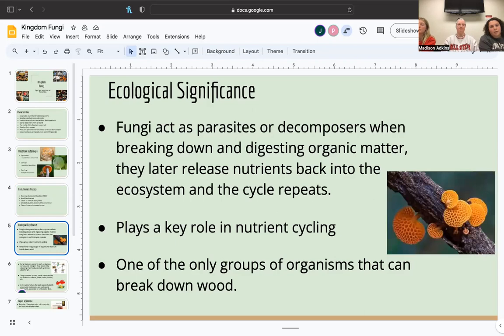So what makes fungi so important to the ecosystem is that fungi acts as parasites or decomposers when breaking down and digesting organic matter. They release nutrients back into the ecosystem, and the cycle will repeat itself. It plays a key role in nutrient cycling. It's one of the only groups of organisms that can break down wood.